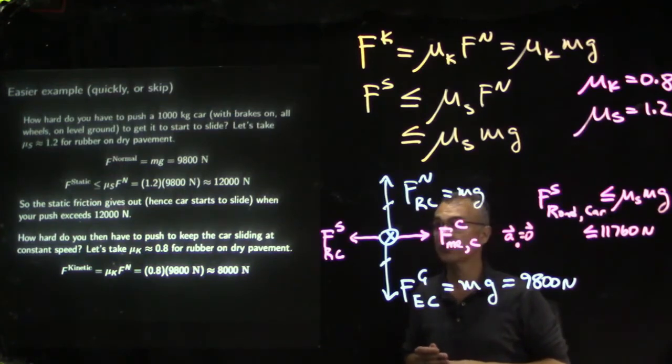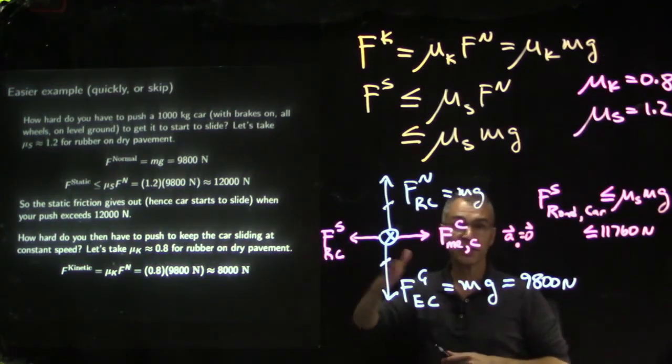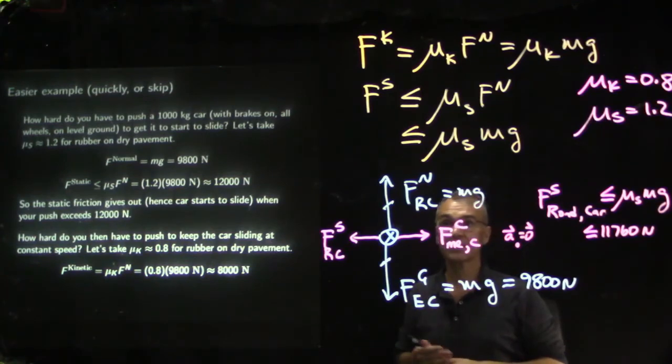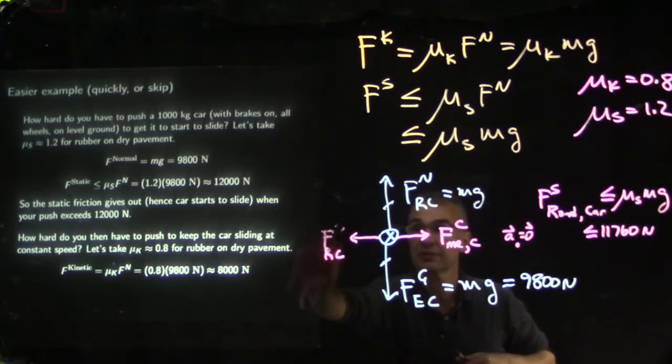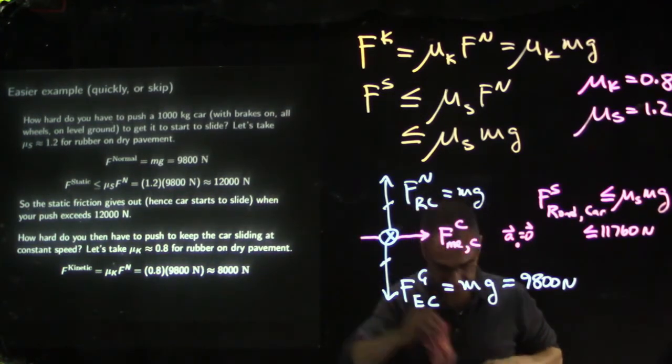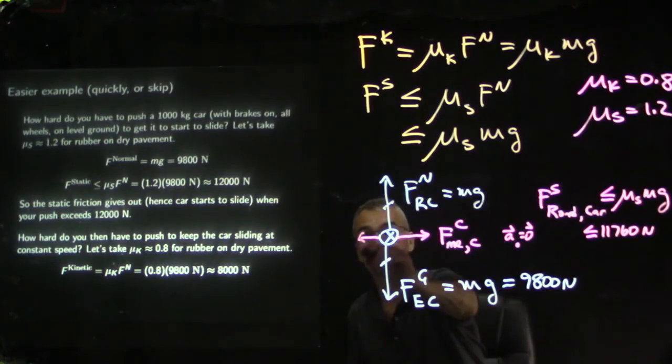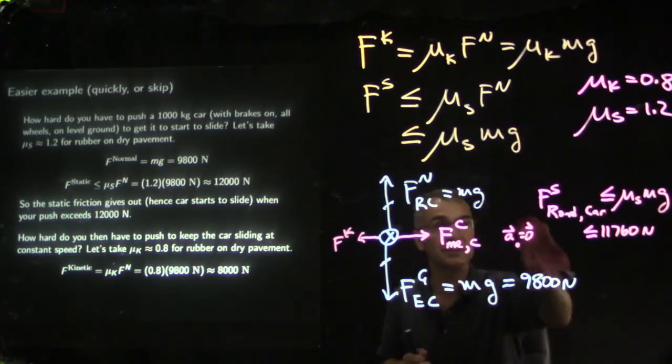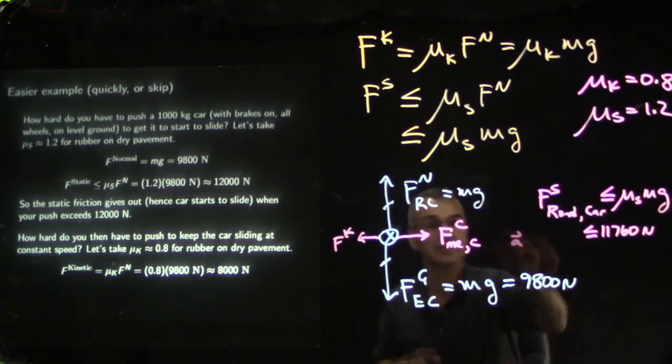You can call it 12,000 newtons. Once I push 12,000 newtons or harder, then the static friction lets go. It can't hold anymore, and the car will start to accelerate forward, and instead we'll get kinetic friction. So then the car will be actually accelerating this way.